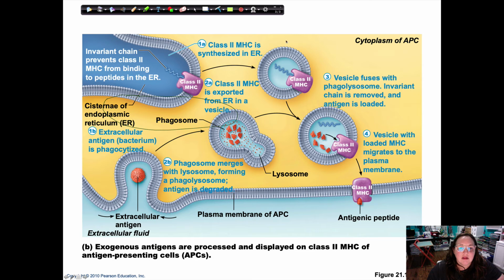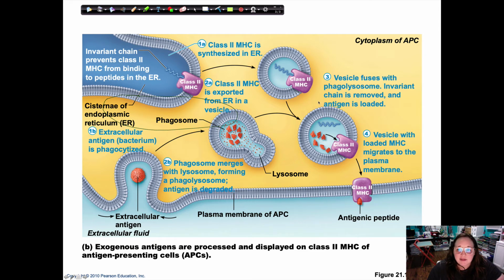So in this cell, we have actually engulfed the antigen. That antigen is going to fuse with the lysosome and form a phagolysosome. And all these little pieces are going to break down. The endoplasmic reticulum here is going to produce MHC class 2 proteins that are going to make a vesicle and fuse with the little pieces left over from the breaking down of that antigen, and that's going to be presented on the outside.